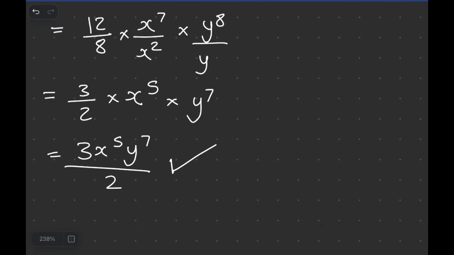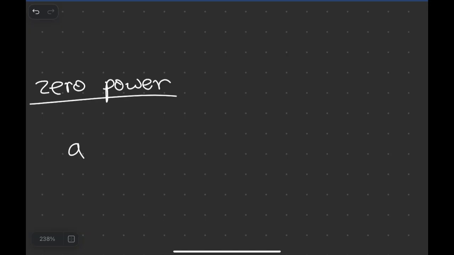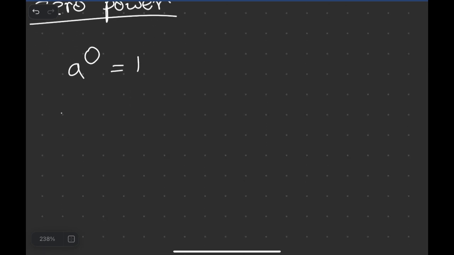Okay, let's move on to the zero power. The zero power states any number to the power of 0 is equal to 1, no matter the number. So if we have 10,000 to the 0, that's just 1.